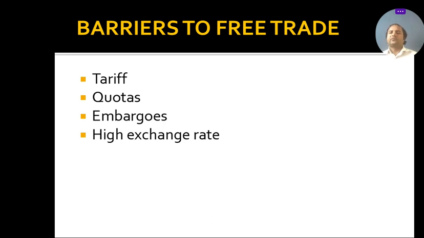you decrease the value, so you can supply the export. Whenever the people of the country need to import the good, you increase the exchange rate. So people are not willing, affordability is out of control, so that's why they will not purchase it. So these are the barriers to free trade.